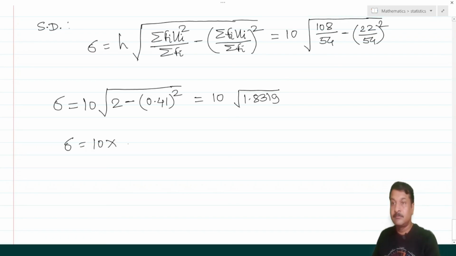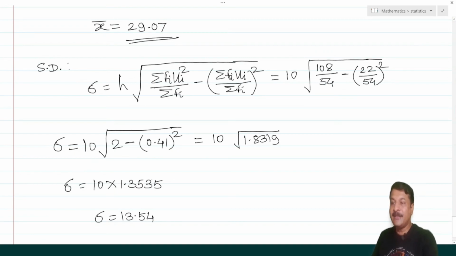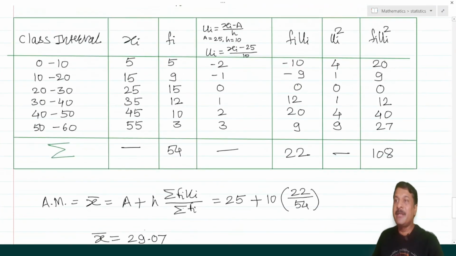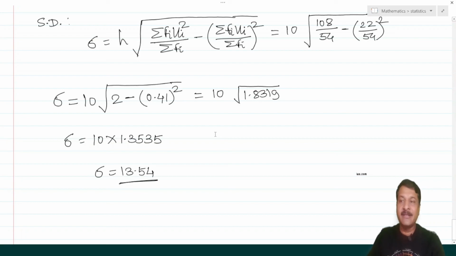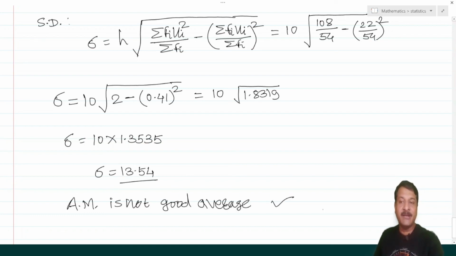The under root of that is 1.35347, and into 10 it is 13.5354. So the arithmetic mean here is 29 and sigma, the standard deviation, is 13.54. So there is a big gap, that is why both are not similar. What is the question here? Is the arithmetic mean a good average? No. If the arithmetic mean were near the standard deviation, then I could say the arithmetic mean is a good average. But in this case there is a big gap between the arithmetic mean and standard deviation, and that is why you can write that the arithmetic mean is not a good average, which is your required answer.